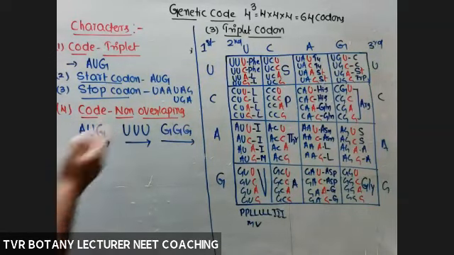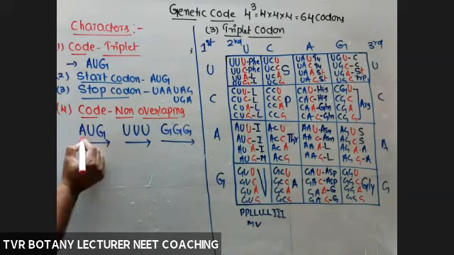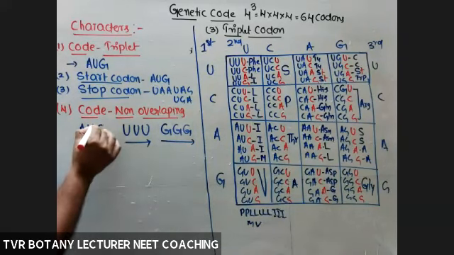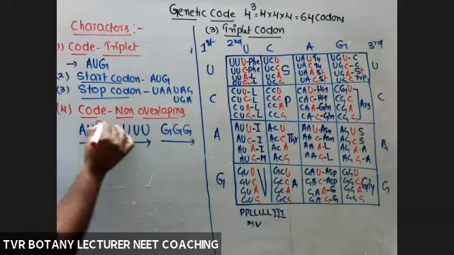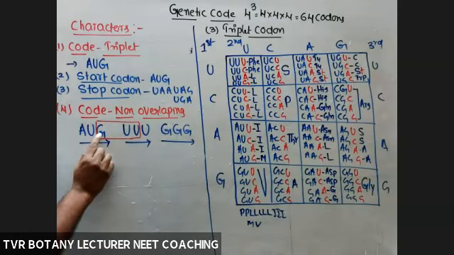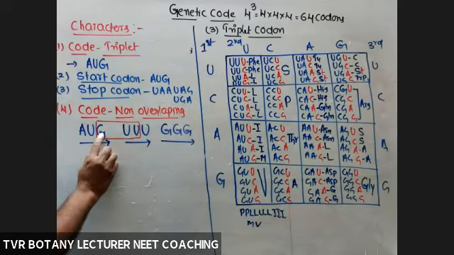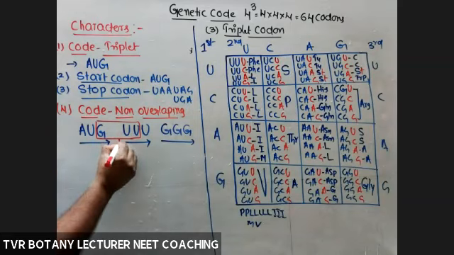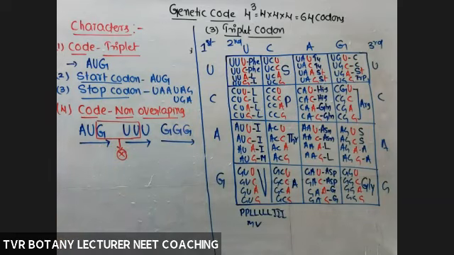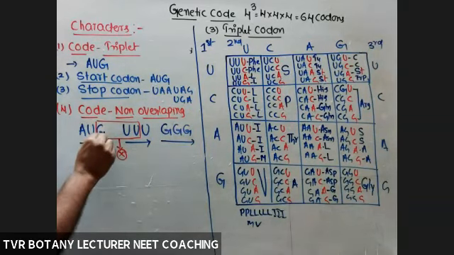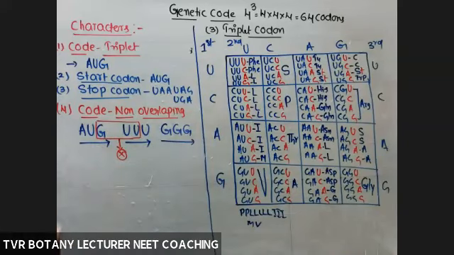So here what is non-overlapping? So while reading, we should read AUG, U only. We should not read like this. It's the wrong one. So here last nucleotide is not shared by next triplet codon. For example, GUU. This is the wrong way of reading. So there is no overlapping. So code is non-overlapping. That means simply a nucleotide of one codon is not shared by the other one in the sequence.